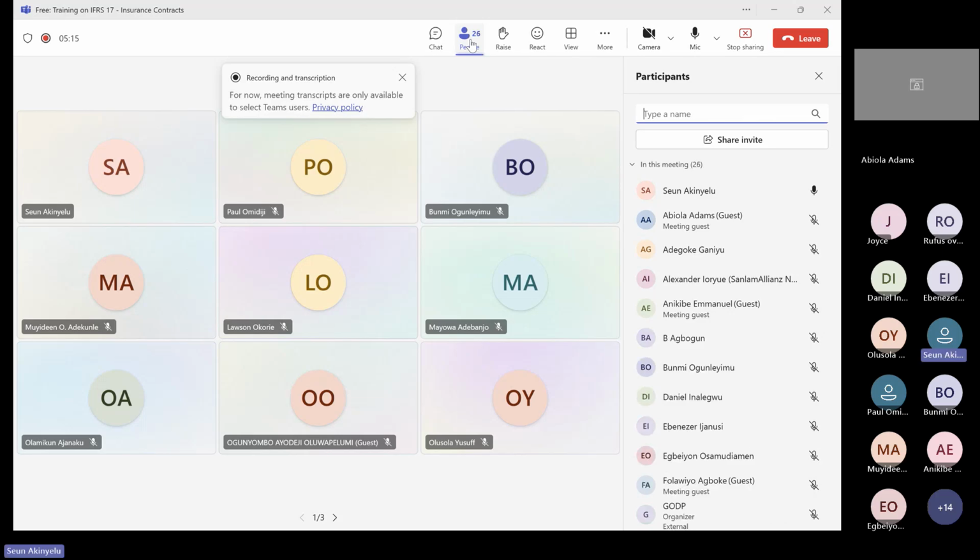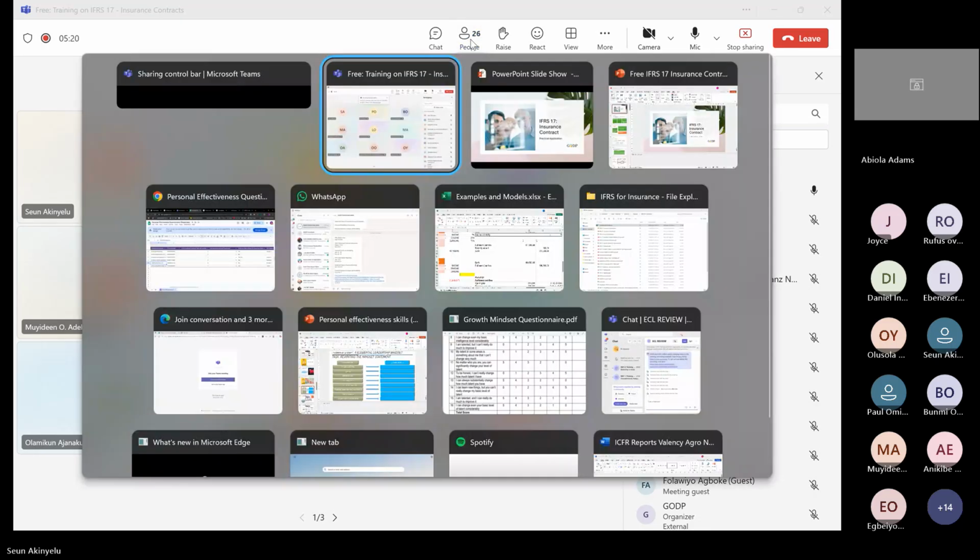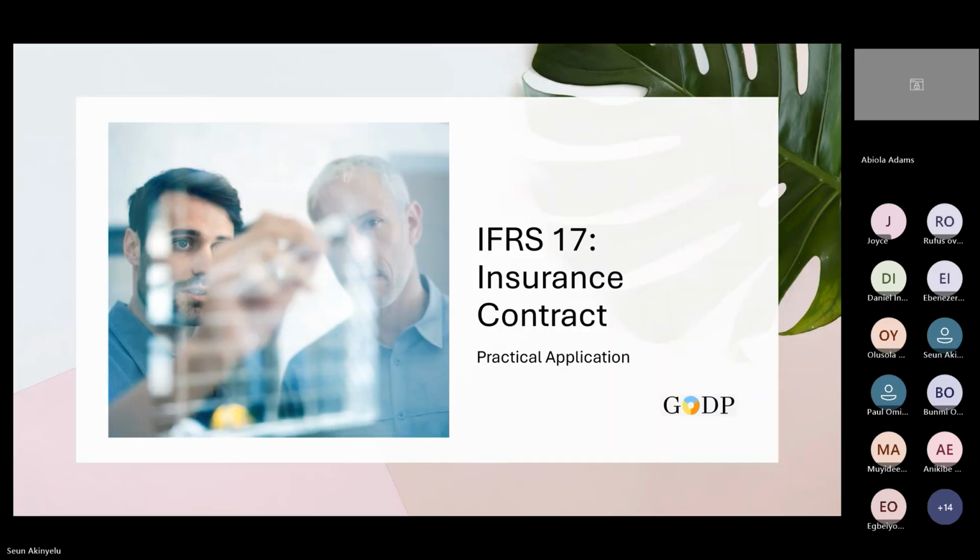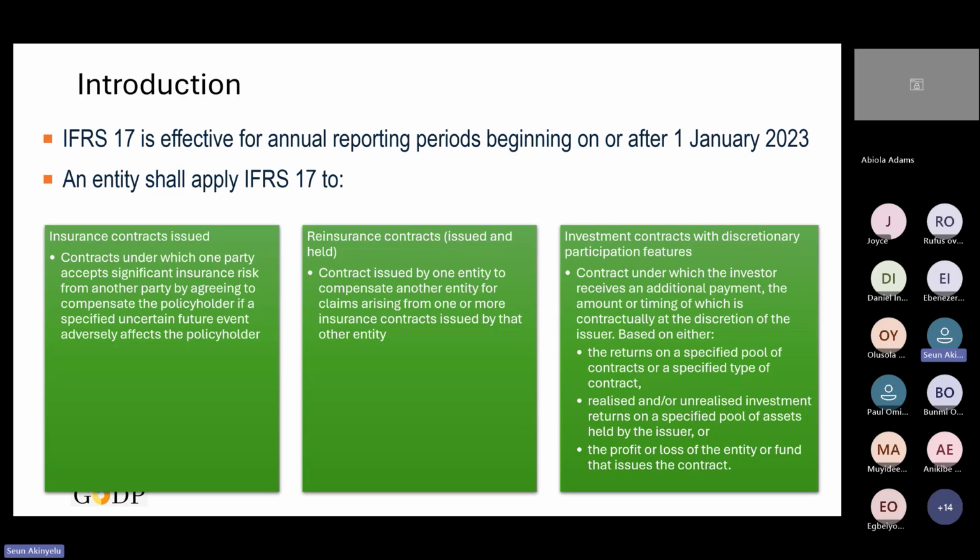So I think I will just go straight to the class and we can just learn. IFRS 17 has been around for a while now, so I can't say it's so new because this is 2025, and the assumption is that we have known it since 2023. So to an extent, we have known it for a while. Even if it's just about 1 or 2 years, it's still been around.